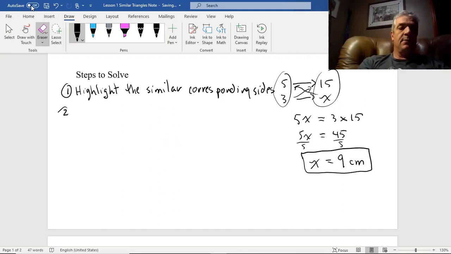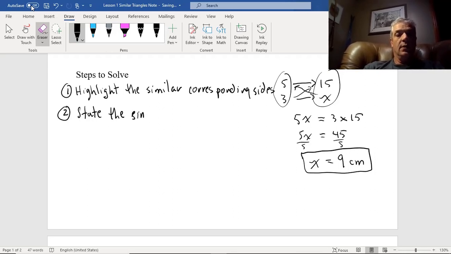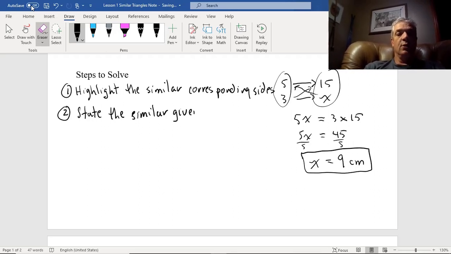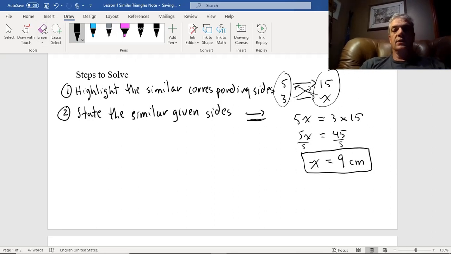The second step is to state the similar given sides, sorry, not equal, the similar given sides. And we use an arrow for that, right? We use an arrow, we don't write it as an equal sign.